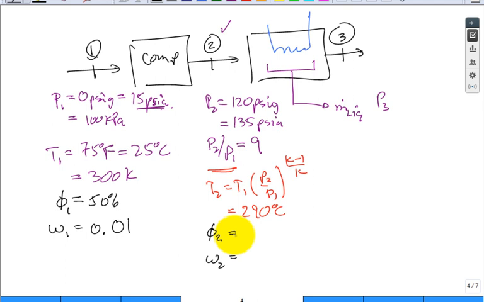Why is omega 2, and what's the value of omega 2? It's omega 1. It's equal to 0.01. At this point, you can go and calculate phi 2, the relative humidity at state 2. Now, this is kind of funny. You think about relative humidity in terms of the air that you like to stick into your lungs. Now, let me ask you this question. Does anybody want to breathe around 290 degrees C air? No. So this is kind of a crazy relative humidity in our thought process, in our experience.